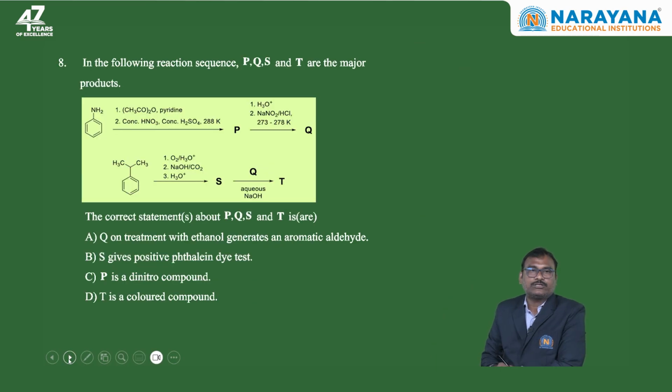Now, go for the next question. In the following reaction sequence, P, Q, S and T are the major products in the given scheme of reaction. First, aniline with acetic anhydride in the presence of pyridine gives N-acetylation.